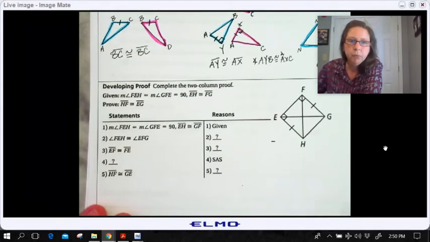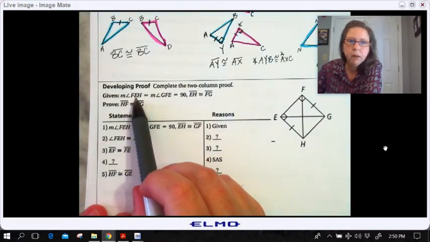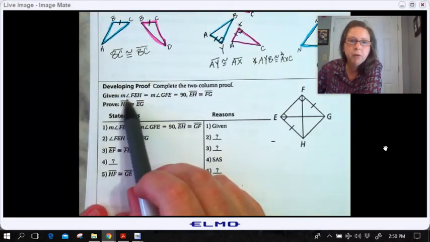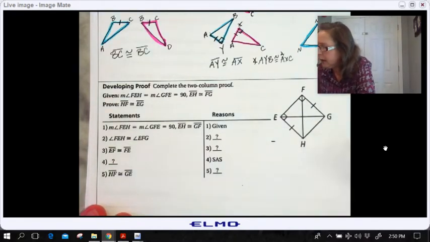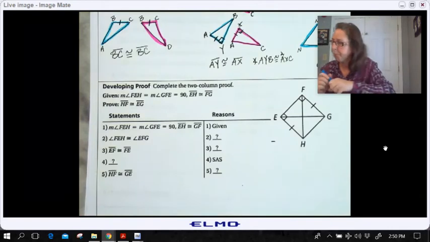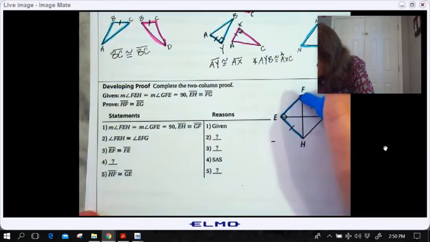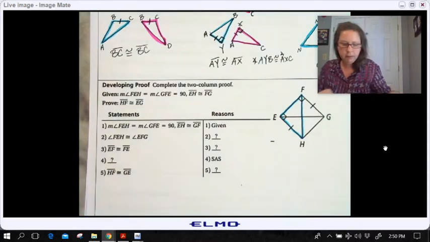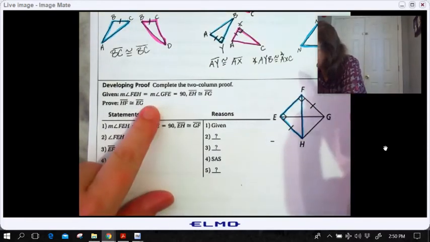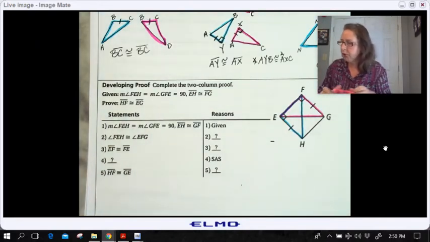So our job is to prove, okay, given angle M, the measure of angle FEH. So FEH is 90 degrees. So FEH, and let's go ahead and create this triangle, okay, that angle measure is going to be congruent to GFE. So GFE right here. And both of those are equal to 90 degrees.